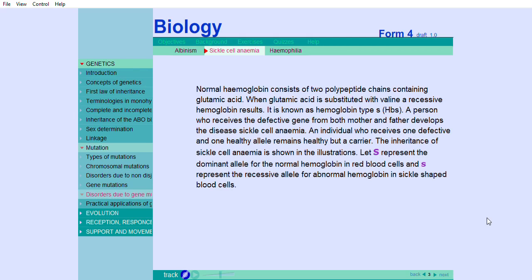The inheritance of sickle cell anemia is shown in the illustrations. Let capital S represent the dominant allele for the normal hemoglobin in red blood cells, and small s represent the recessive allele for abnormal hemoglobin in sickle-shaped blood cells.